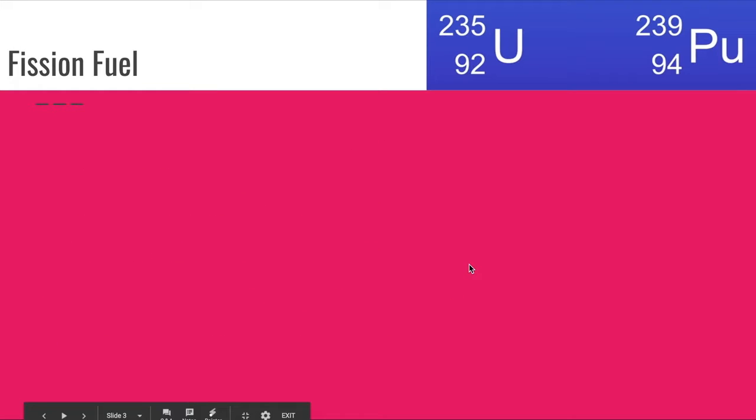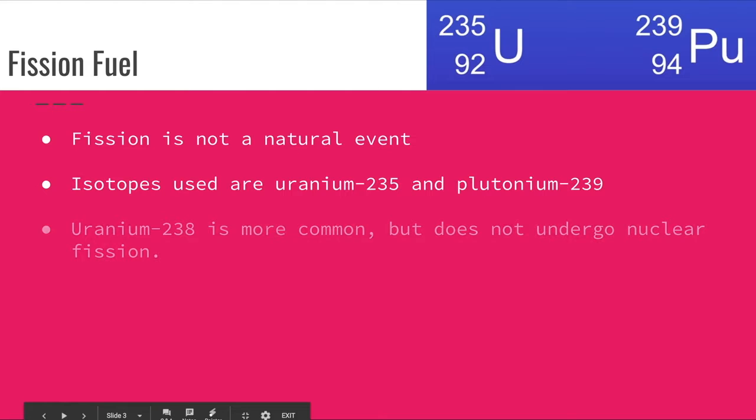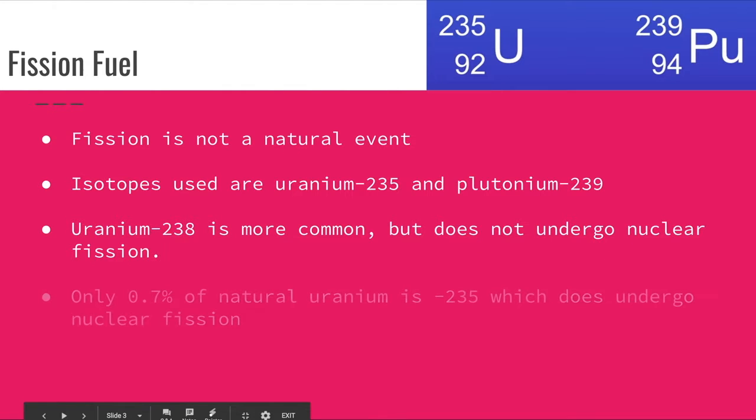Now, the fission fuel. First of all, fission is not a natural event. We do it, okay? We make nuclear fission. Isotopes that are used as a fuel in nuclear fission reactors are uranium-235, which is a specific isotope of uranium, and plutonium-239, which is another specific isotope of plutonium. Now, uranium-238 is more common, but does not undergo nuclear fission, so we can't use it. And only 0.7% of natural uranium is 235, which does undergo nuclear fission.